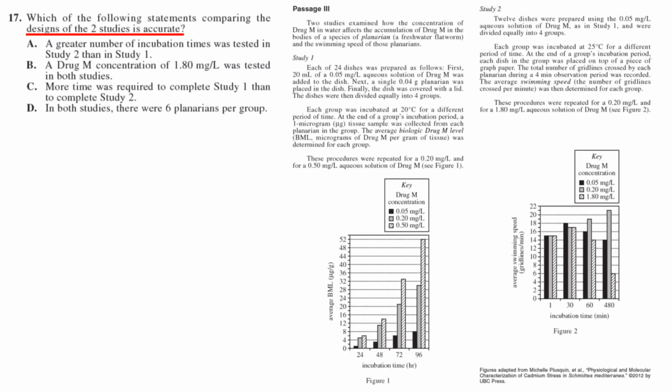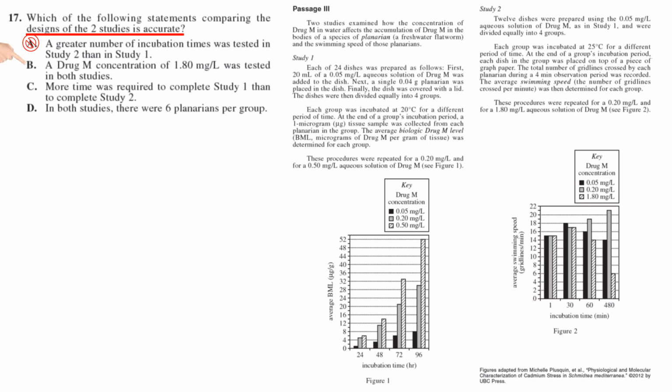Number 17. Which of the following statements comparing the designs of the two studies is accurate? So we're looking at the entire passage. We already broke this down in our initial read through, so we're just reviewing. Choice A, a greater number of incubation times was tested in study 2 than study 1. While the amount of time tested was different, the number of times tested was the same. They both tested 4 different incubation times. So choice A is out.